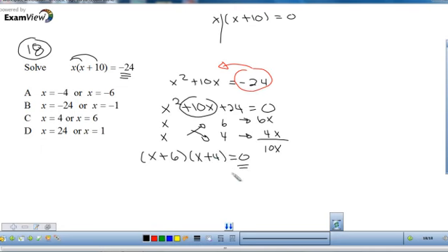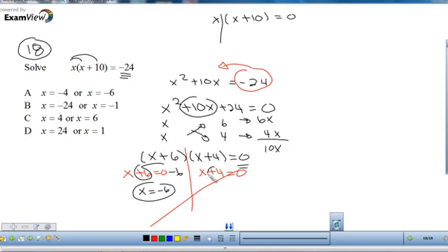Okay, now because it's equal to 0, we can use the zero product property. So x plus 6 is equal to 0, x plus 4 equal to 0. So we're going to move the 6 to the other side, and we're going to move the 4 to the other side. So my answer is x equals negative 6 and x equals negative 4.